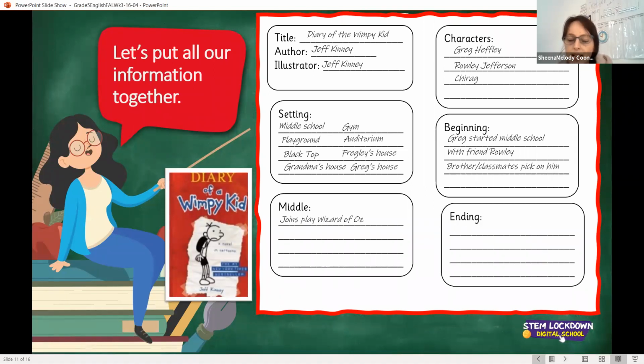Right, in the middle, I went too fast, but I saw this answer anyway from you. In the middle, he decides to join the play, well, I don't know if he did it on purpose. Maybe he ended up in the play by accident, knowing Greg. He can surprise us that way. Okay, so he joins the play of the Wizard of Oz. And what happens after he joins the play? What part does he play?